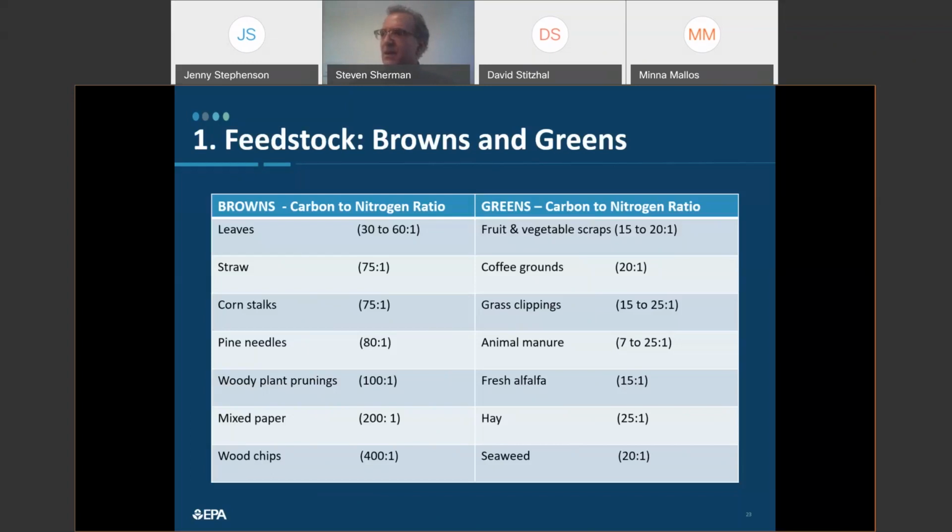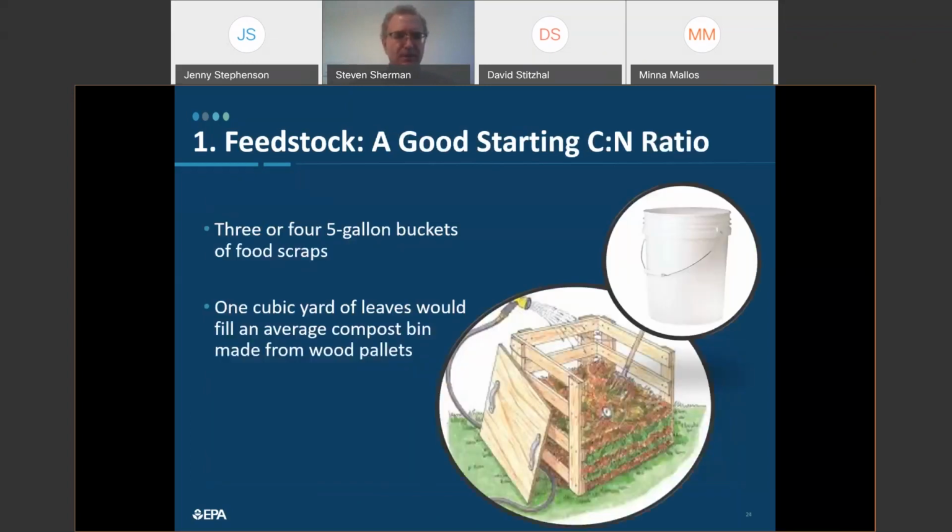Next slide, please. Here's one example. If you had a cubic yard of leaves, which would fill an average compost bin made from wood pallets, you could add three or four 5-gallon buckets of food scraps into the middle of those deciduous leaves, and that would be a great way to start. If you didn't have the food, that's okay. If you do, that's fine. If you don't have the leaves, we're going to look at other materials. But I wanted to give you one visual description of a mix of greens and browns that will result in a good starting carbon to nitrogen ratio.